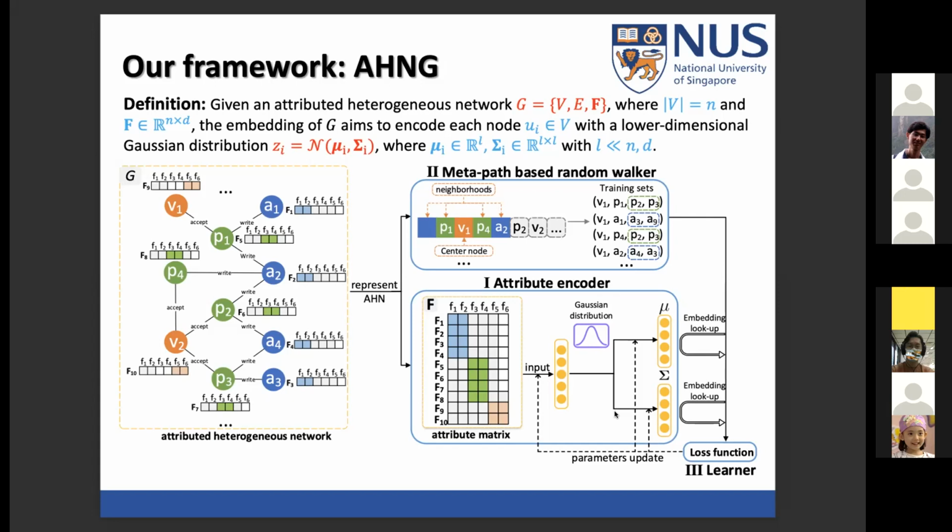What node distribution? All of the node distribution. Yeah, VAE. We would like to capture the whole distribution. But in this scenario, we just represent each node as a Gaussian distribution. Okay, so I got it. For each node, we have a Gaussian distribution in a lower dimensional space.